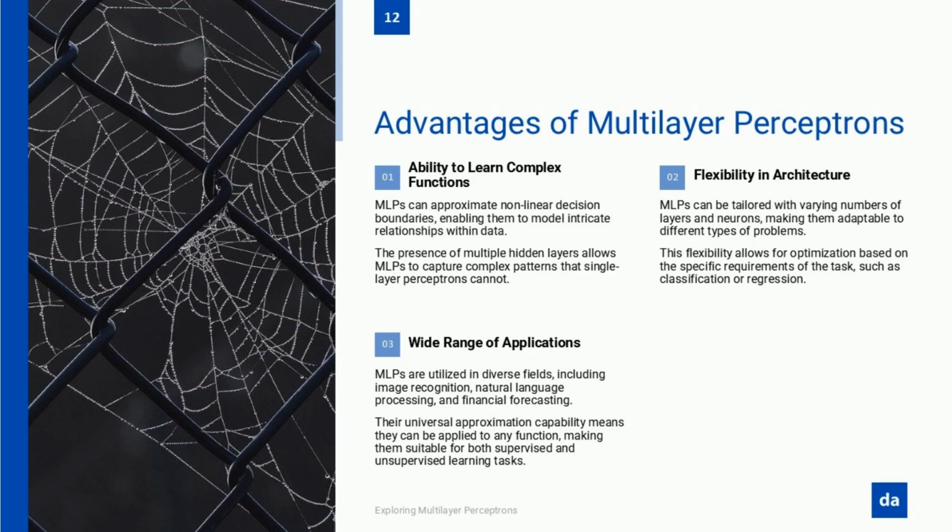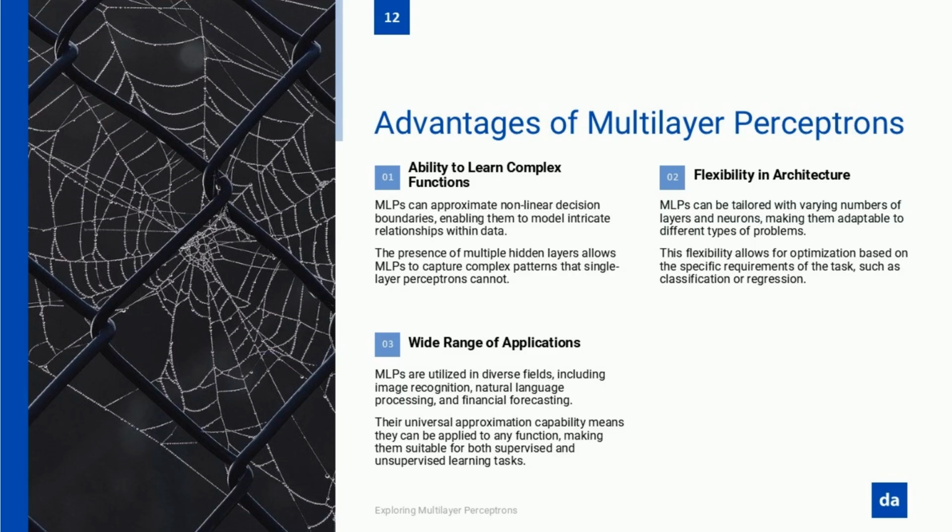Then there's their flexibility in architecture. You can customize an MLP in countless ways, adjust the number of layers, tweak the number of neurons per layer, change activation functions, fine-tune hyperparameters. This means MLPs can be tailored for a huge range of problems, from image recognition to financial forecasting. Whether you need a simple 3-layer network for quick classification tasks or a deep network with dozens of layers for complex AI applications, MLPs can be adapted to fit the need.